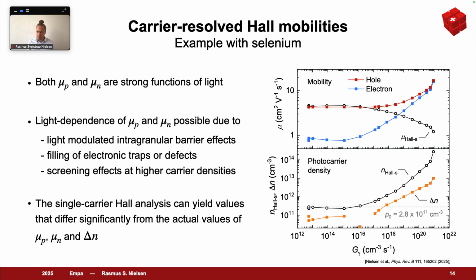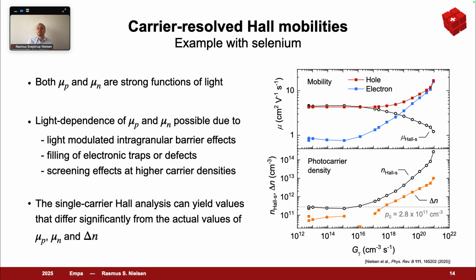In the case of selenium, we see that both carrier mobilities are strong functions of light intensity. And had we blindly used the dark Hall analysis, not considering the excess photo-generated carriers, we would have underestimated the mobilities quite significantly. But why are the mobilities actually a function of light intensity in the first place?